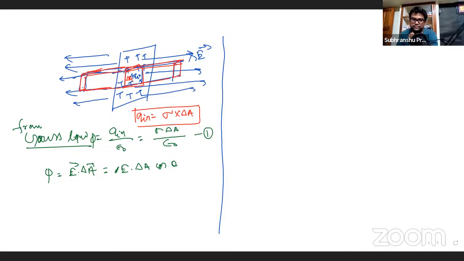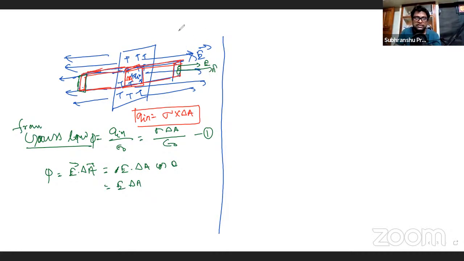Now the electric field E is in this direction, and the area vector on this side is also n cap, in the same direction. So cos 0 will be 1, and it will be E into delta A. Now look at the left side. Left side also.